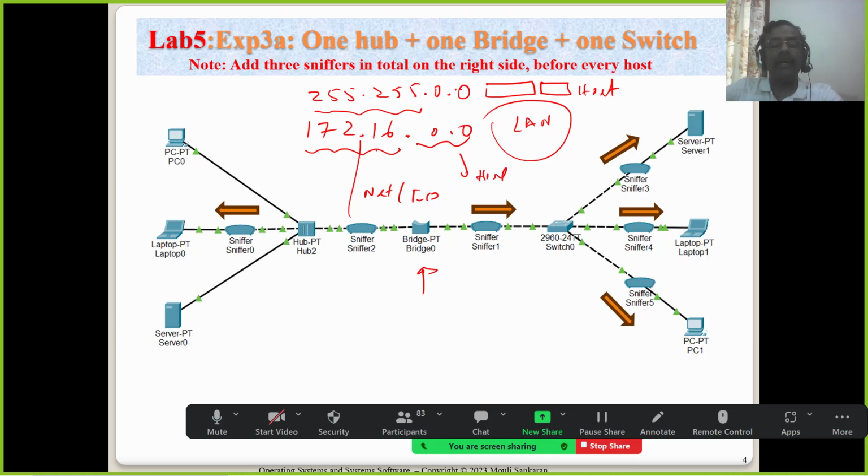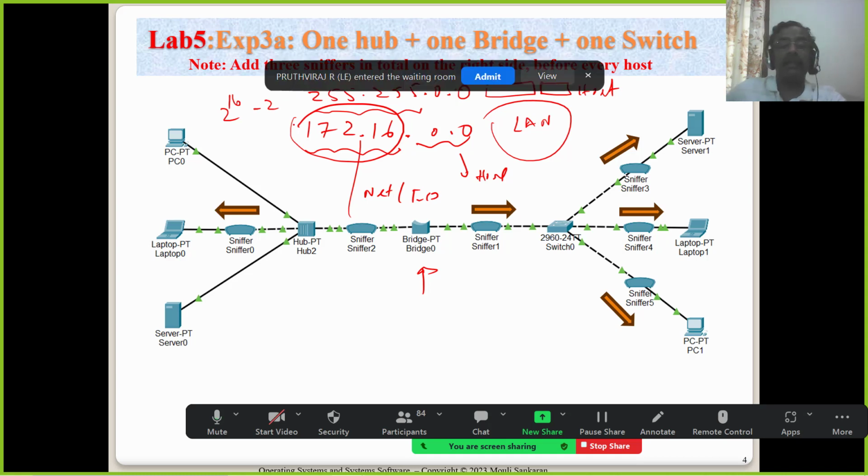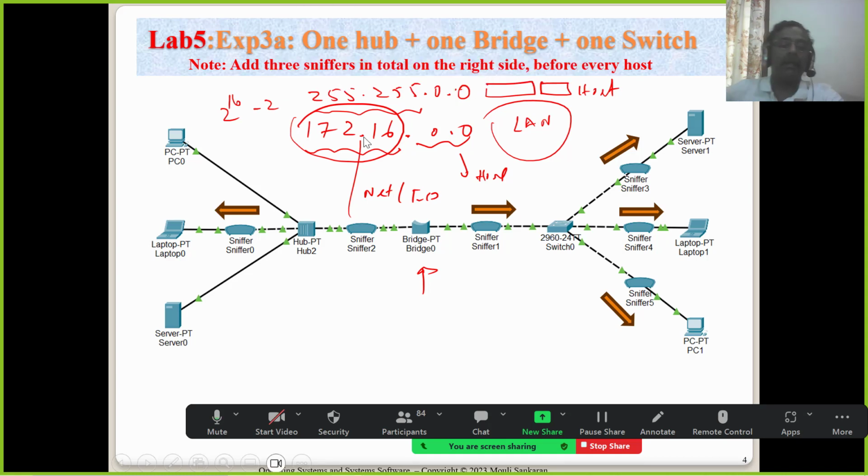That means when I have such a network, I can have 2 to the power 16 networks. It is not exactly 2 to the power 16 minus 2 and all that. On the network ID side, there is a lot of limitation on using all of the bit patterns for a network ID, but approximately I'm saying this many networks I can have of this type. And on the host side, suppose 172.16 is one network, 172.15 is another network. They are totally different two LANs.